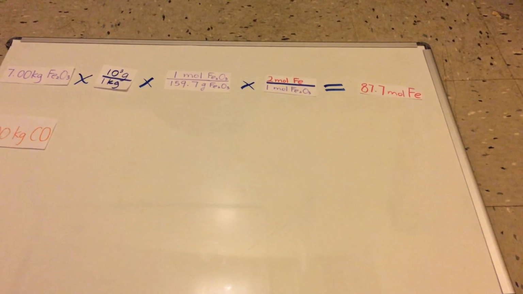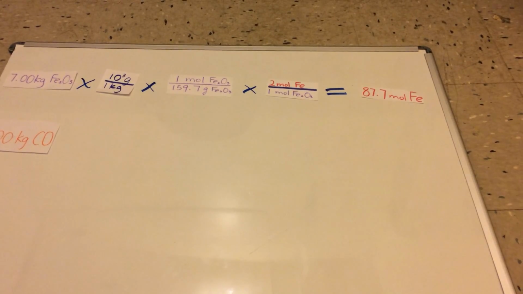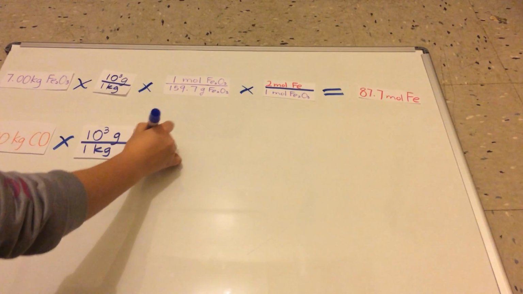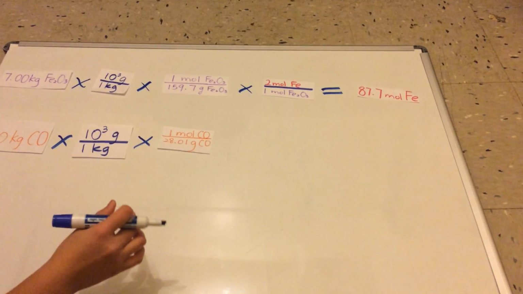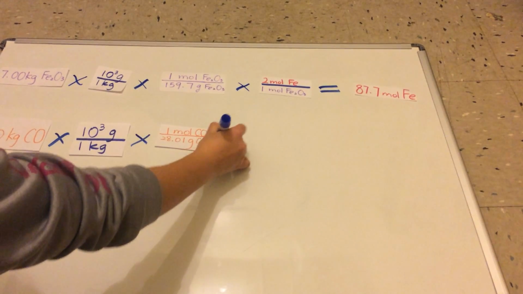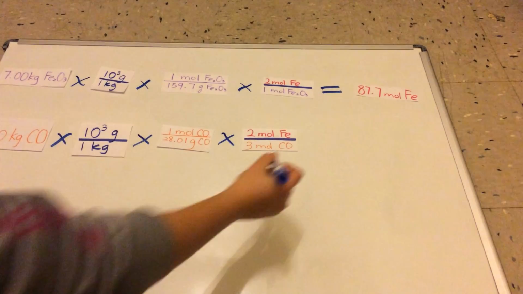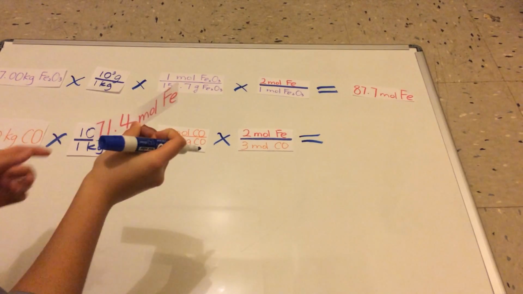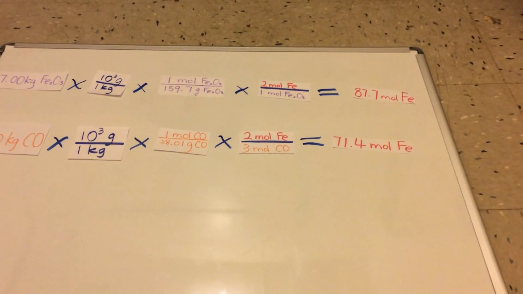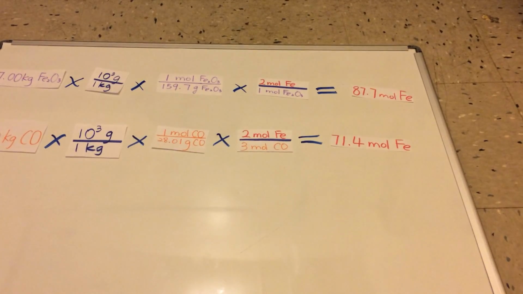The quantity we have of carbon monoxide is also expressed in kilograms, so the first step would be to switch it to grams. Dividing by the molar mass, 28.0 grams per mole, gives us how many moles of carbon monoxide we have. Then, since there are 2 moles of iron for every 3 moles of carbon monoxide, we multiply the number by the molar ratio to get how many moles of iron 3 kilograms of carbon monoxide will produce, which is 71.4 moles of iron. As before, we round to 3 significant figures.